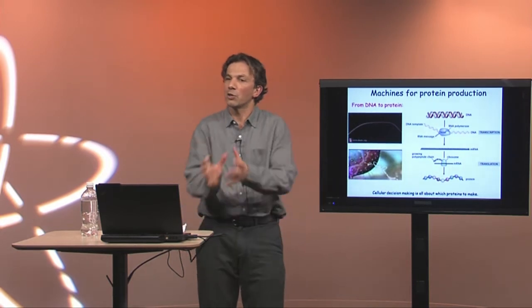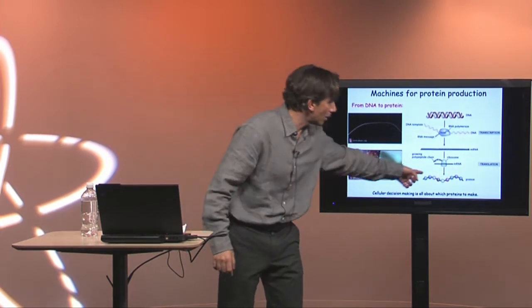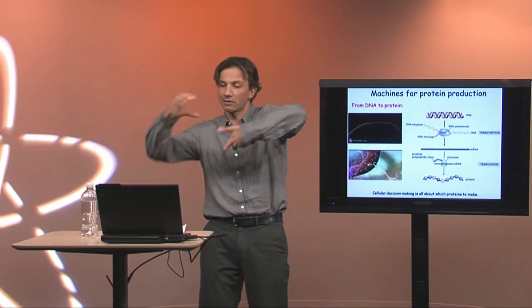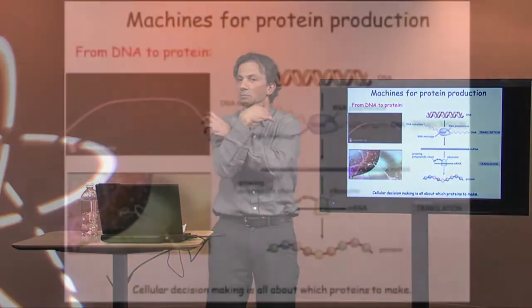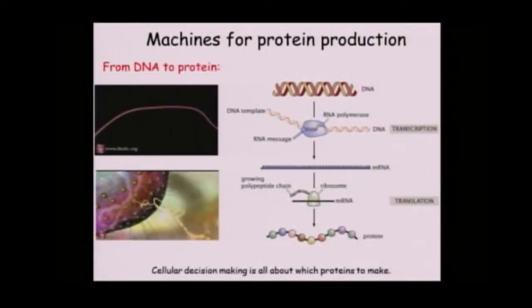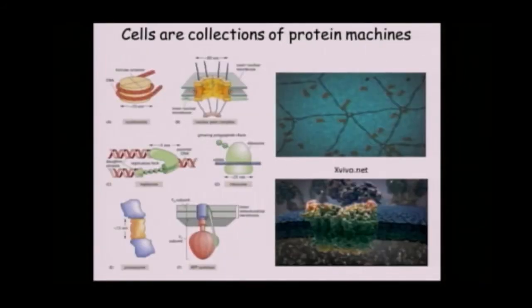Okay? How do you get that complicated machine? Well, all these amino acids that are strung together, they kind of fold up by themselves, which is amazing. They fold up inside the cell, and they fold up into one of these amazing machines that I told you about earlier.